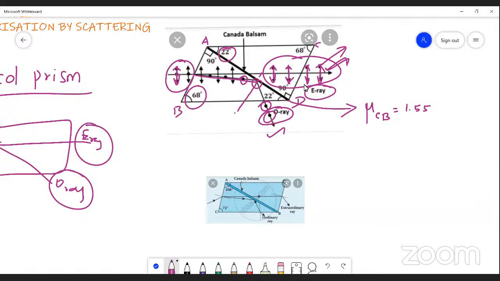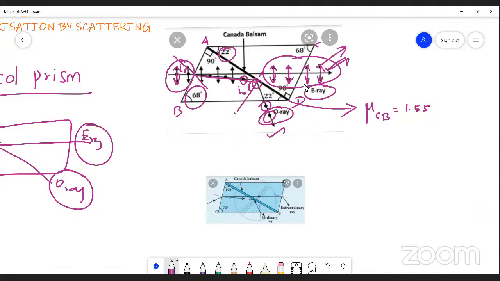This is the angle of incidence of the ordinary ray. And also unpolarized light is incident on the face AB, which also produces an angle of incidence. Am I right? So listen to me, it's very important. This is the angle of incidence of unpolarized light. In the crystal, this is the angle of incidence of the ordinary ray, incident on the Canada balsam.